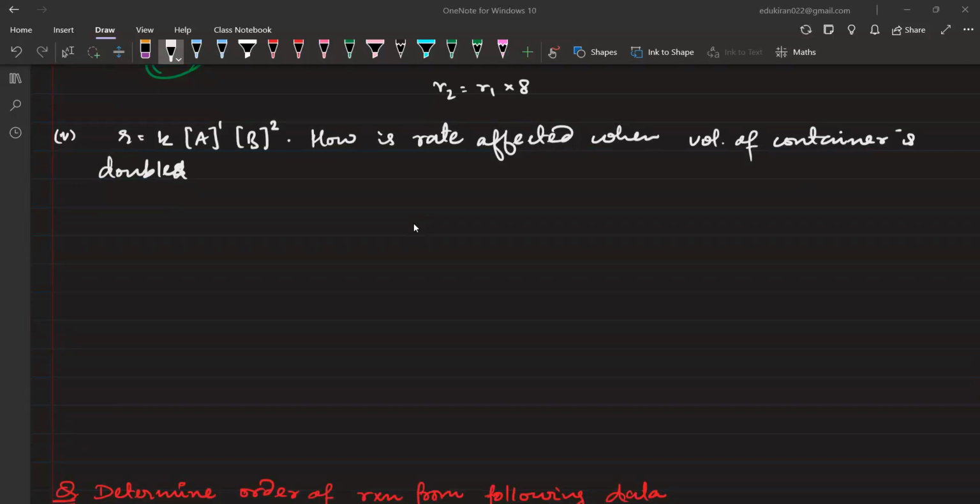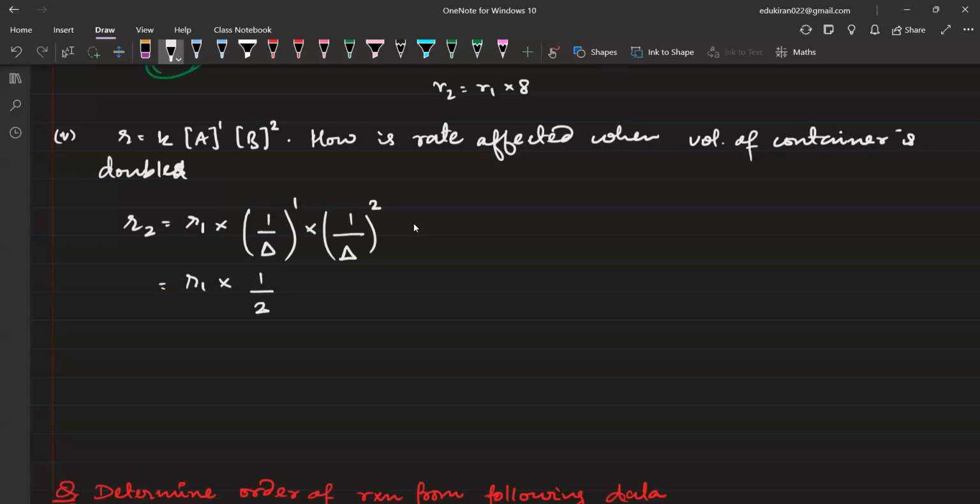ठीक है. तो जब वॉल्यूम चेंज होता है, तो हमारे पास क्या है, R2 is equal to R1 multiplied by 1 upon whatever change we are doing to the volume की power. What is here, the power 1, upon 1 upon whatever change we are doing to the volume and square. ठीक है. So this 1 and this 2 is coming from A and B. So R1 into 1 upon 2, because we are doubling it, multiplied by 1 upon 2 square. This is R2. So R2 will be equal to R1 upon 2 का क्यूब क्या हो जाएगा 8. ठीक है. So R2 is R1 upon 8.